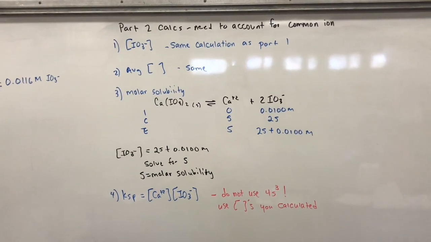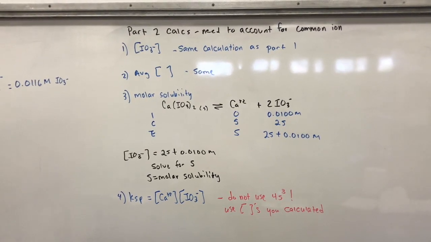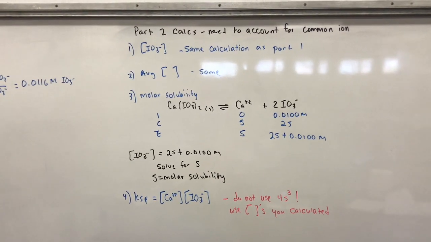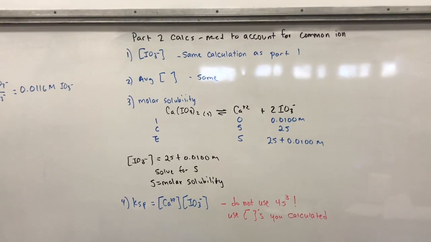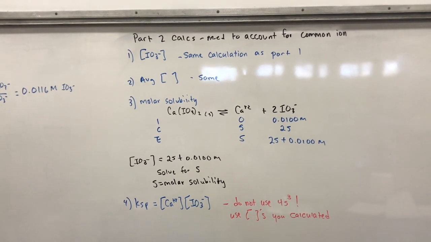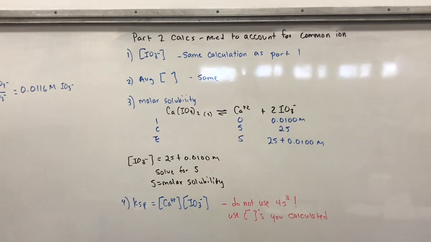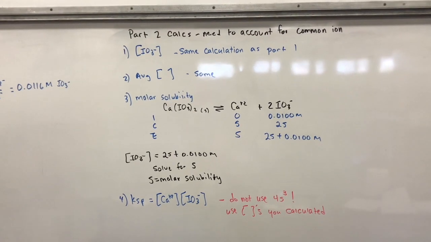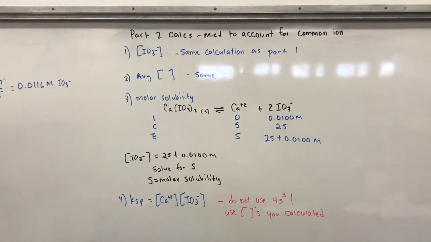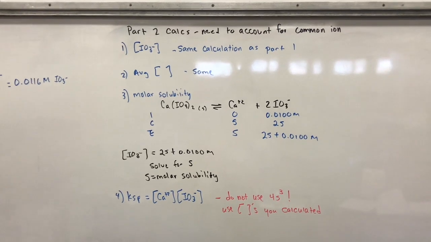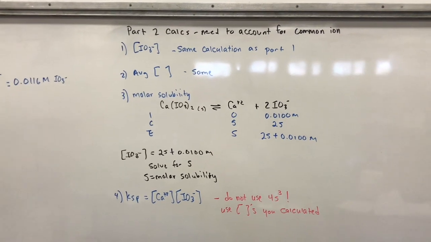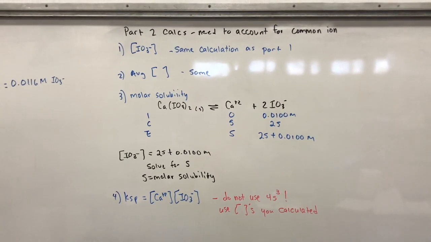I think the most common error that I see is putting in the shortcut of 4S cubed for KSP. But don't do that, because the iodate concentration isn't just 2S. It's the 2S plus 0.010 molar iodate. Make sure to plug in the actual concentrations that you found for both calcium and for the total iodate concentration. Again, we're accounting for the total concentration of iodate and the total concentration of calcium in KSP, because those are in equilibrium with the solid calcium iodate.